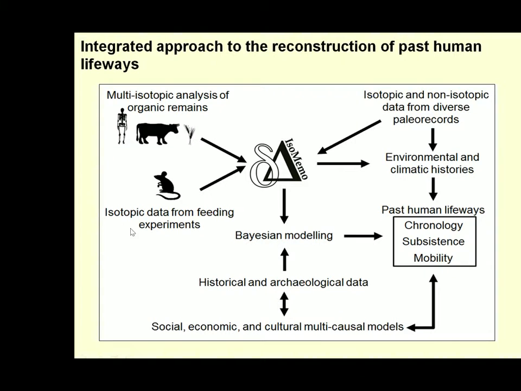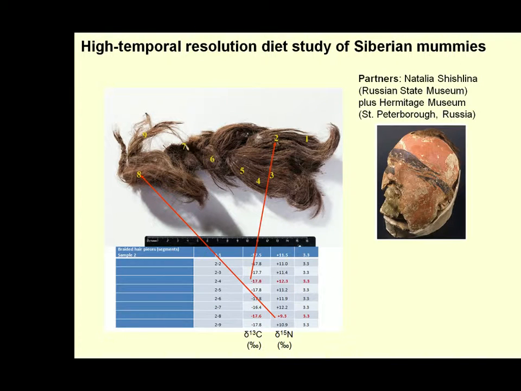Now, these past human lifeways are framed within environmental and climatic histories, and these are defined through a series of both isotopic and non-isotopic paleorecords. Of course, it would be highly advantageous that all of this isotopic data is centralized in some way. And so I will be briefly talking to you also about the ISOMEMO initiative. However, as I said, the starting point for this approach is isotopic analysis.